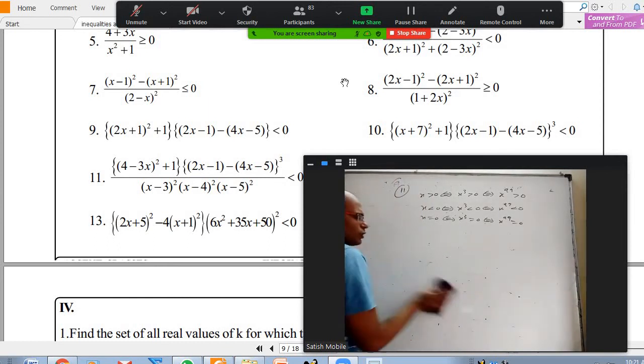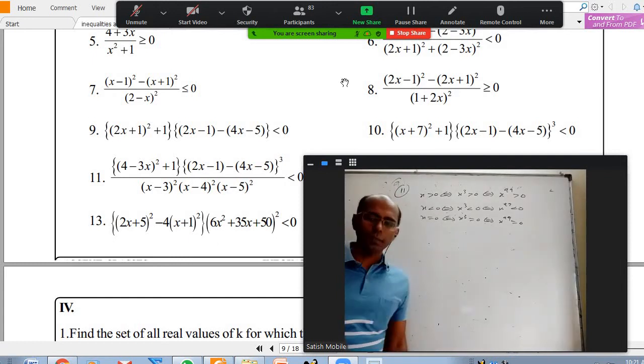By cubing it or doing an odd power, the sign of a real number cannot be changed.